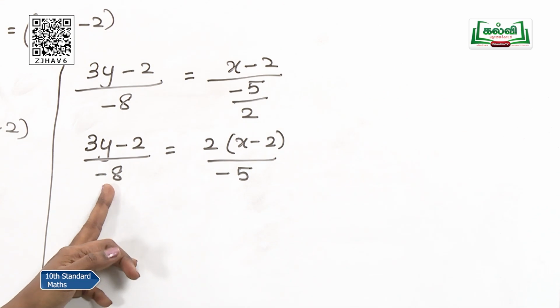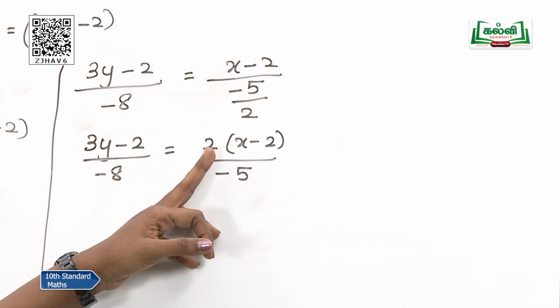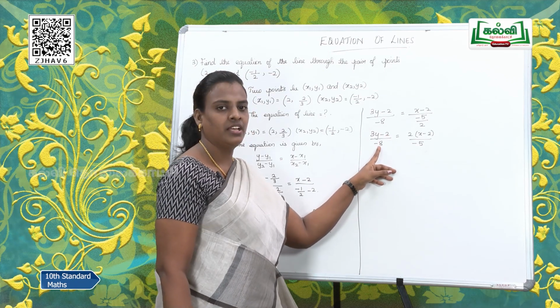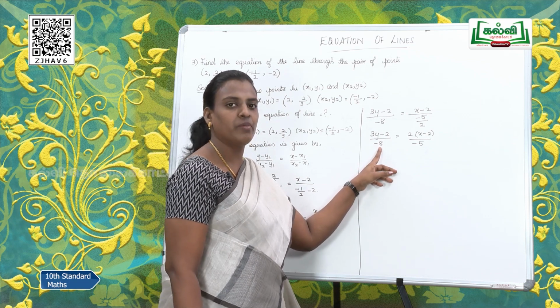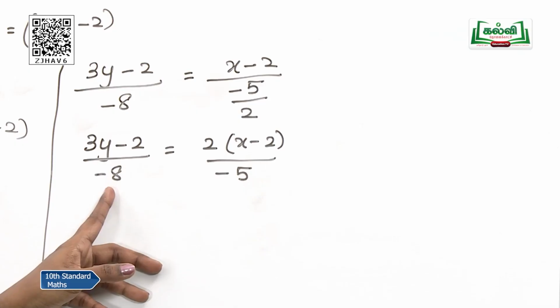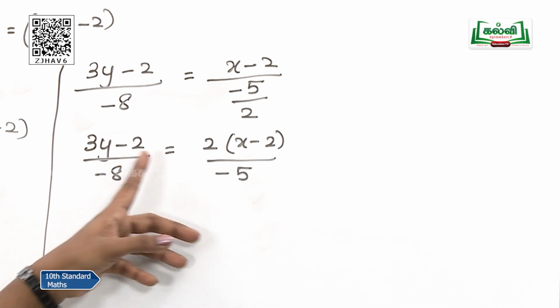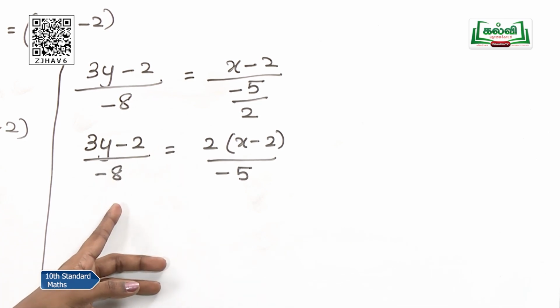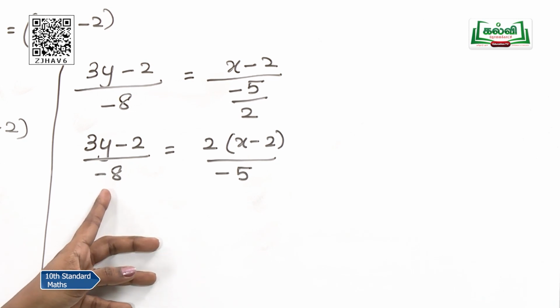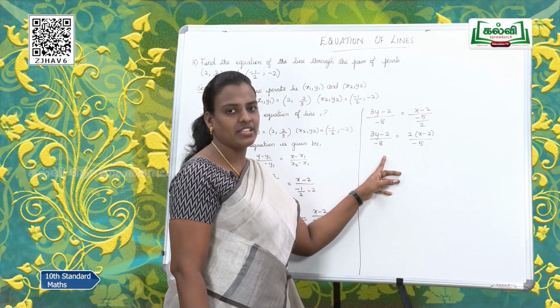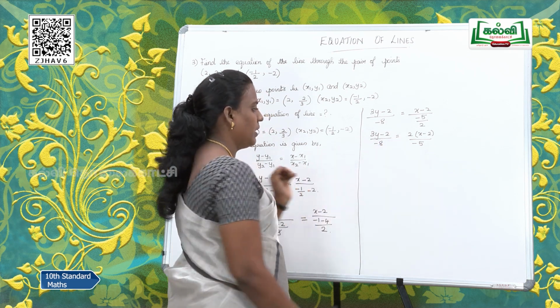Now, when I cross multiply, I can take 8 to this side. Can I cancel this 2 and 8? Some children are nodding your head, but you are not supposed to cancel 2 and 8. Why? Because it is in subtraction. So, you cannot cancel 2 and 8. So, this is the mistake which children often do. So, you are not supposed to cancel 2 and 8. So, I am going to cross multiply this.